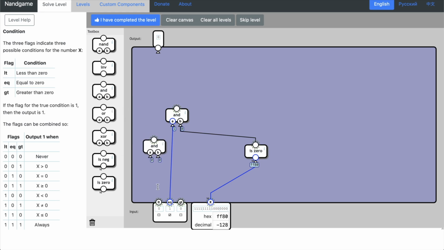So if the less than flag is set, and we use this convenient is negative function, wire that up. This is negative. This is issuing zero because the less than flag is not set. If I set it, this gives us a one. Let's make this positive. And now we're getting a zero again. Great. Let's put this right there so it's kind of lined up.